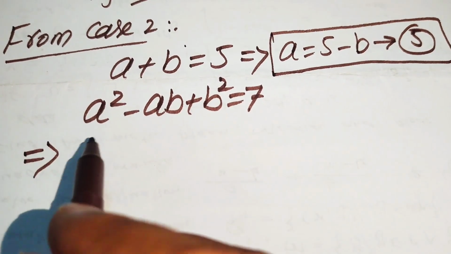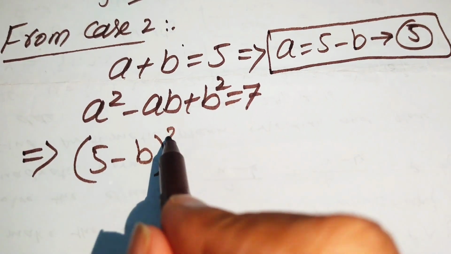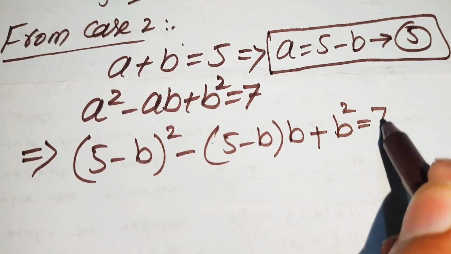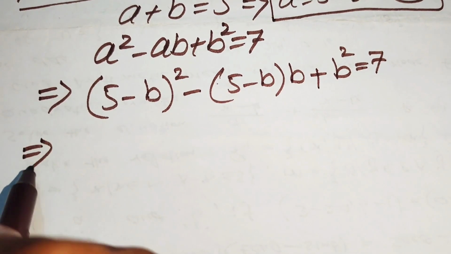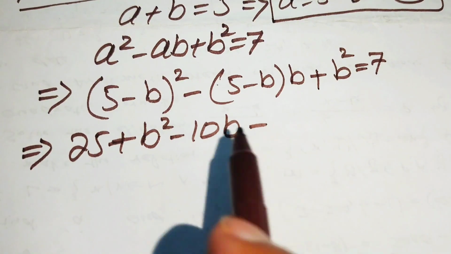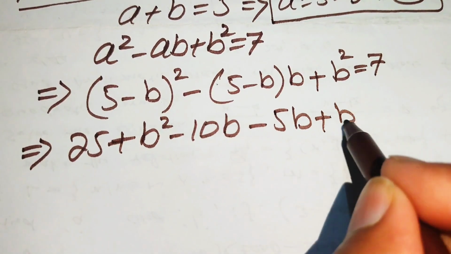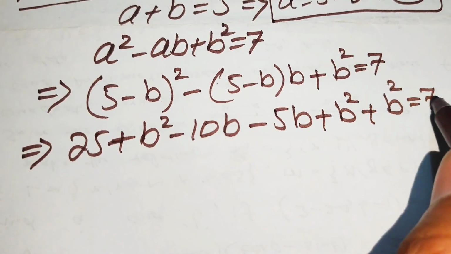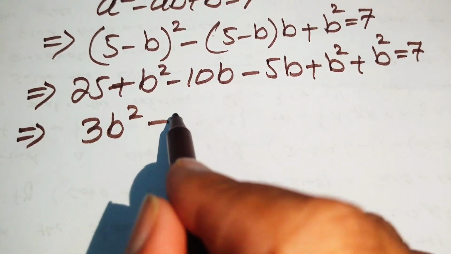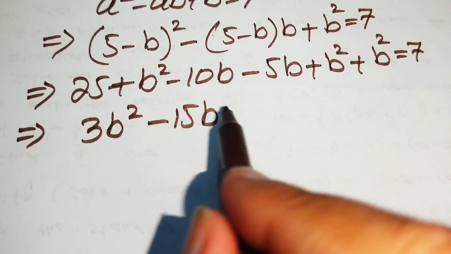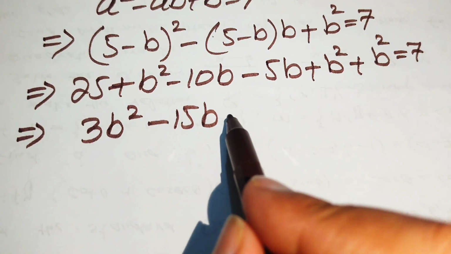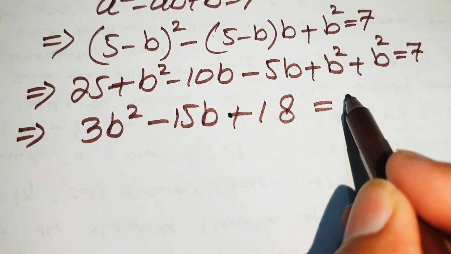Here we substitute equation number 5 in this equation. It will be written as (5 minus b) square minus (5 minus b) into b plus b square equals 7. We open the square and it becomes 25 plus b square minus 10b, minus 5b plus b square plus b square equals 7. Simplifying, we get 3 times b square minus 15 times b, and moving 7 to the left hand side, 25 minus 7 is plus 18, and this whole equals 0.